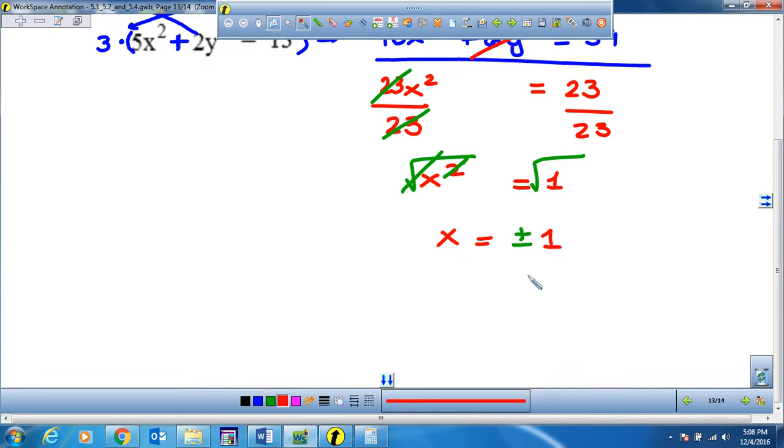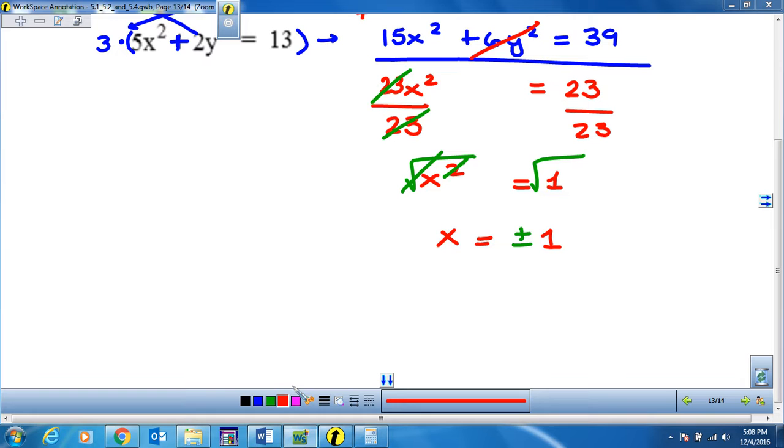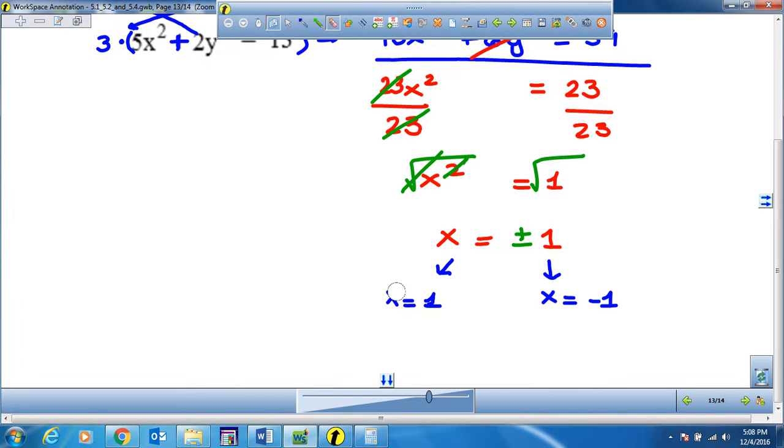So there's not only one x value that you got here, you got x equals positive 1, x equals negative 1. So in reality there are two. X equals 1 and x equals negative 1, or whichever you want to write first, doesn't matter. So I need to find the corresponding y's for these two x's.